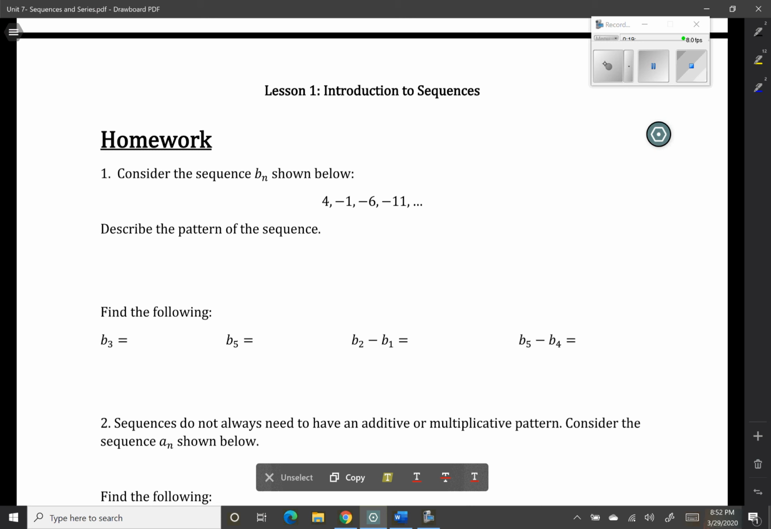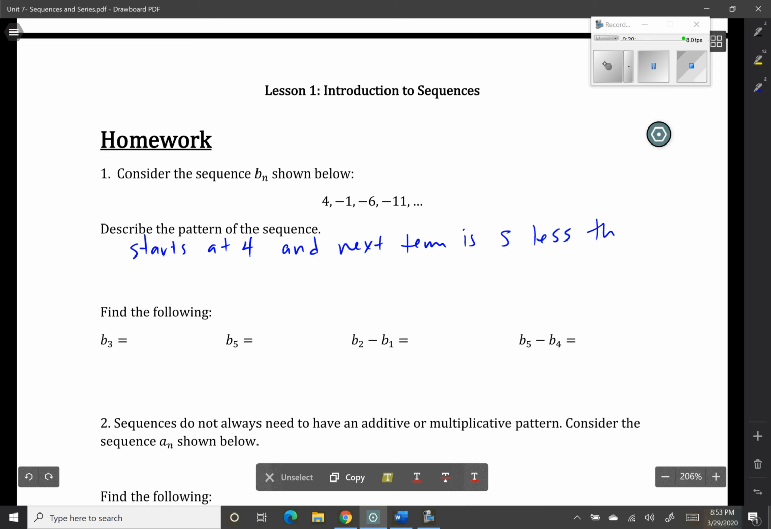So number 1 in the homework assignment gives us this sequence. We go from 4 to -1 to -6 to -11. So we could see that each time we're going down by 5. Right, so if we want to describe this sequence, we would say it starts at 4, and the next term is 5 less than the previous term.